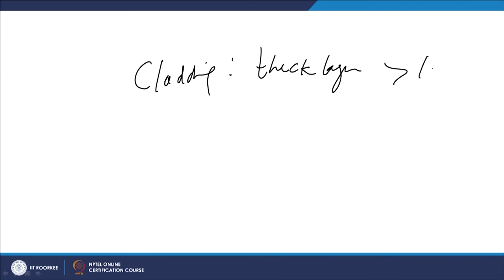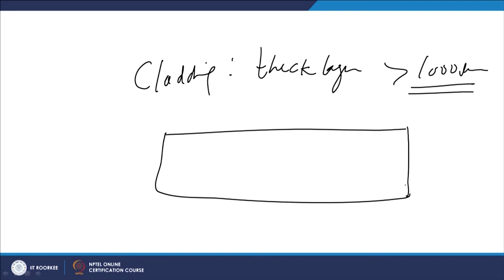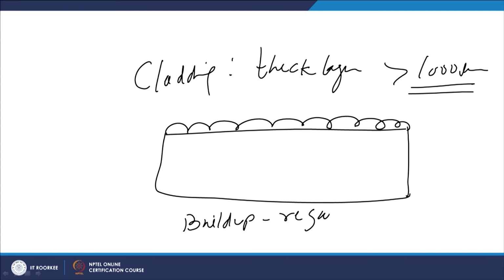As far as the claddings are concerned, in the case of cladding, a very thick layer, greater than 1000 micrometer, is applied. The objective of this building up of the cladding is to have a thick layer, so that we can have a build up of the material for regaining dimensions. After machining, we can regain the size and shape. So, for reclamation purposes, the cladding can be used.